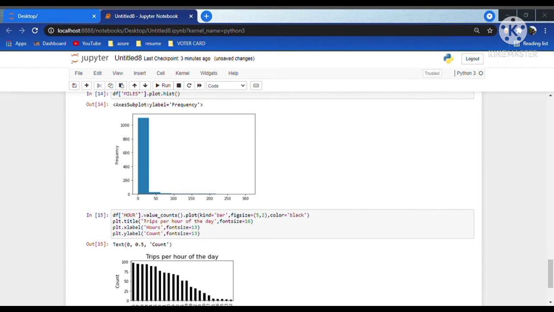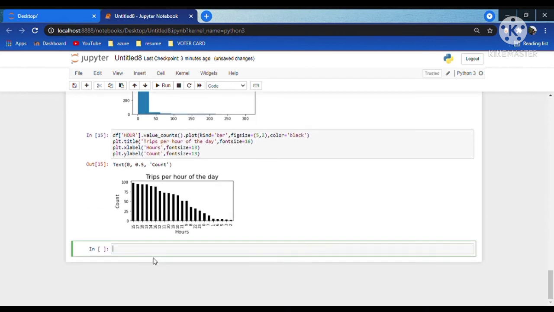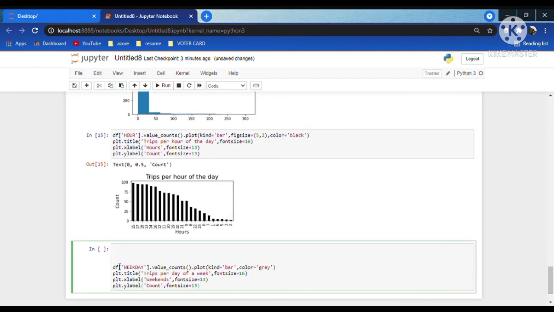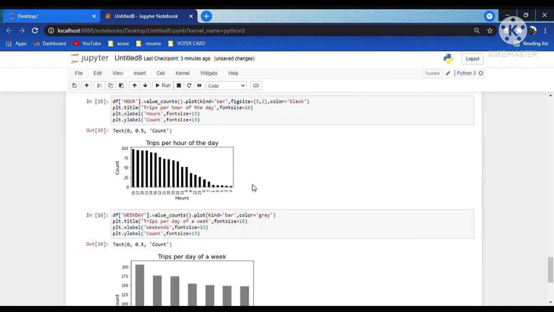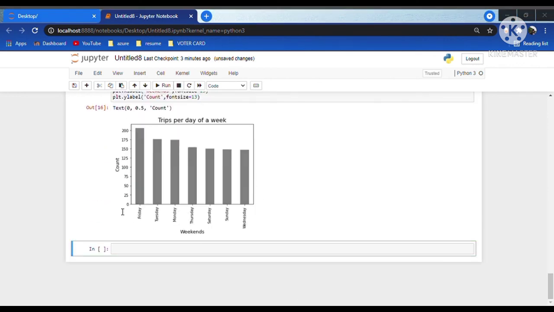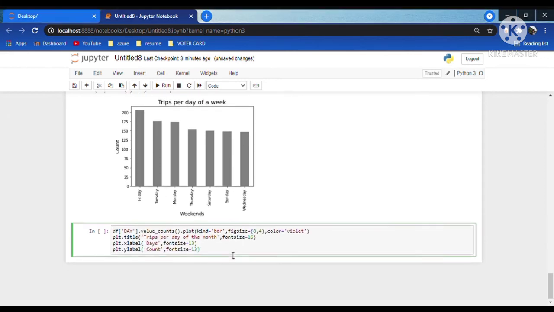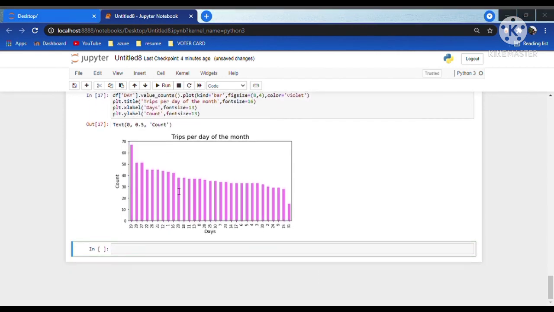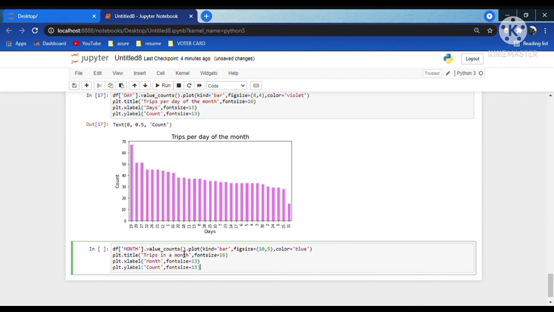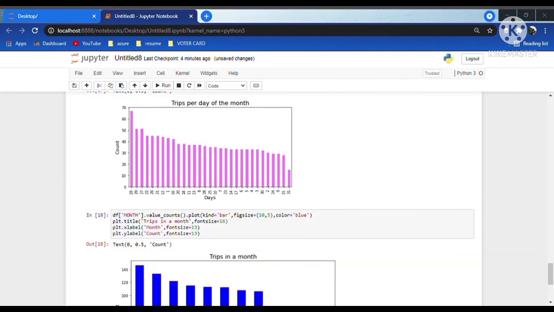The graph is count versus each and every day in a month, and this will show the peak hours and the dates when the cabs are mostly used. And next one, the trips per day of the week. This is also a graph of counts versus weekdays. And the next command is for the trips per day in a month: how many trips people have booked on each and every day in a month. That is the graph shown below.